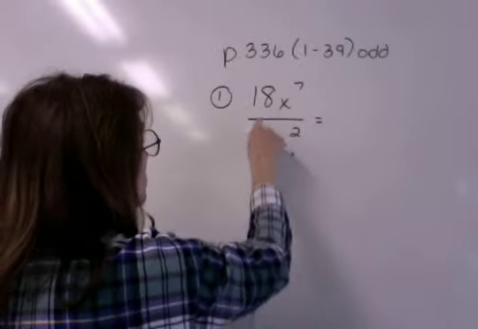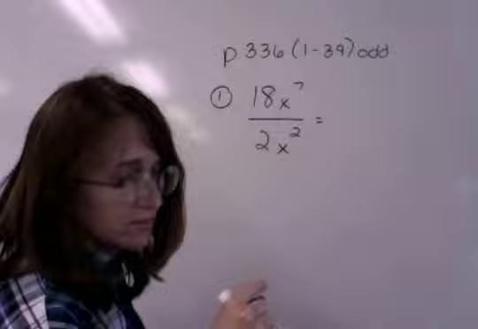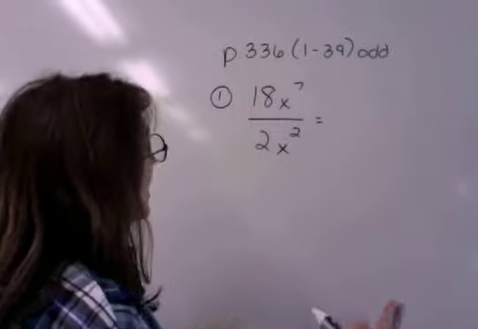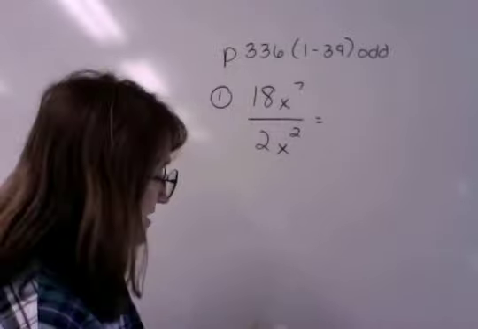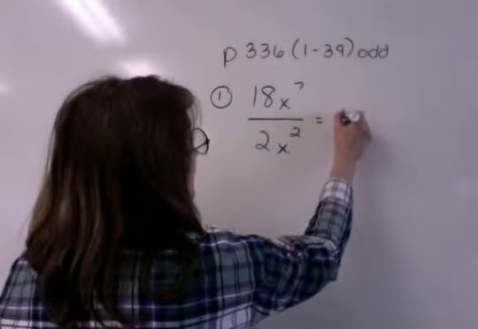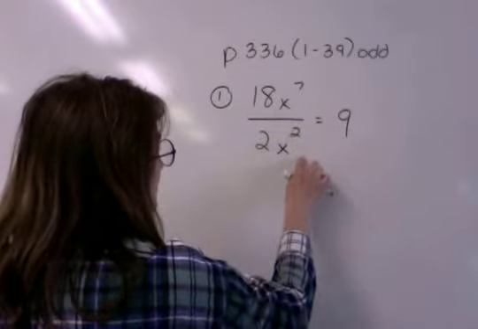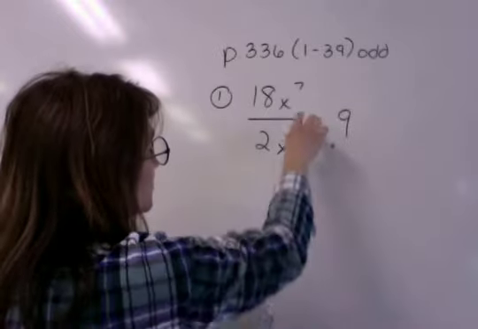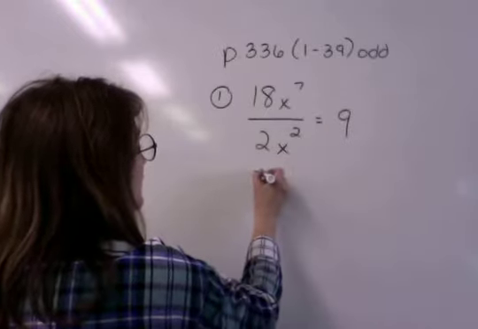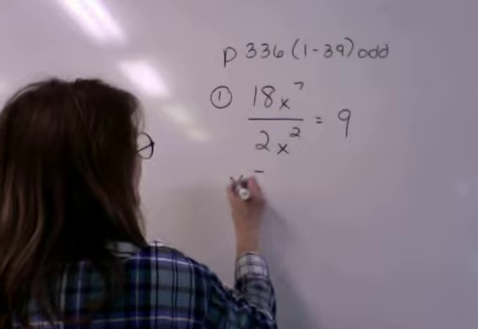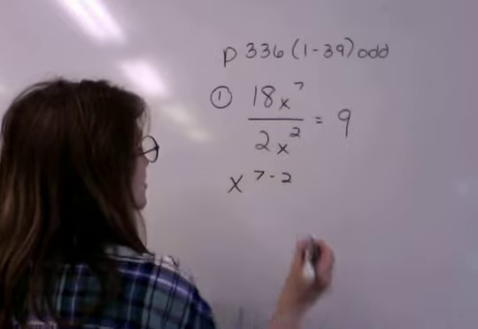My two numerical coefficients, or the two numbers, are just going to be divided. It's a pretty easy division problem. 18 divided by 2 is going to be 9. What happens to the exponents between these two? The exponents are going to be subtracted. So think about it. You've got x, and then you have 7 minus 2.